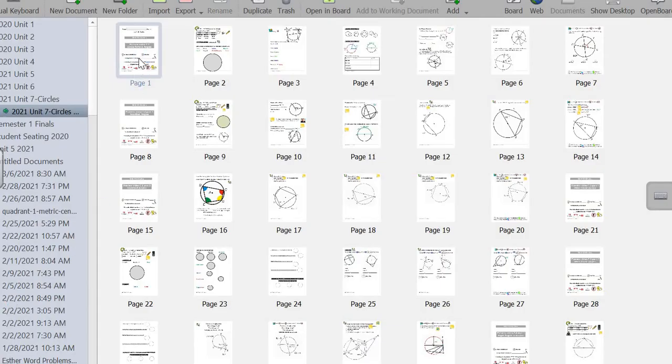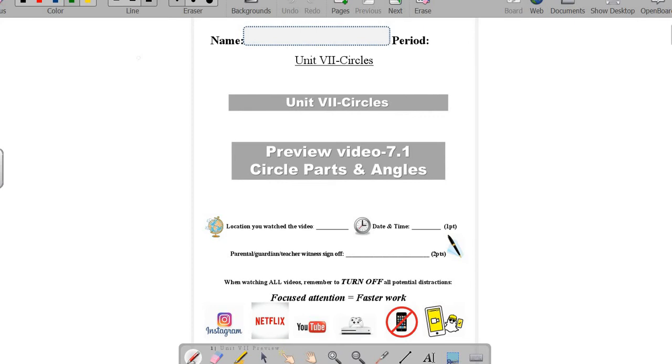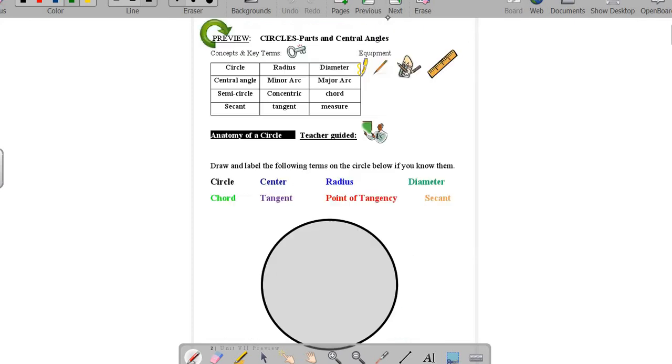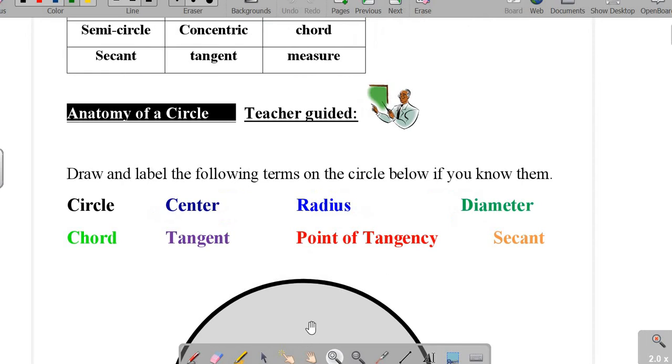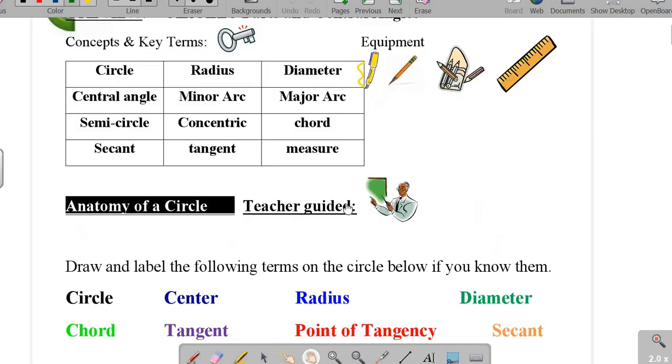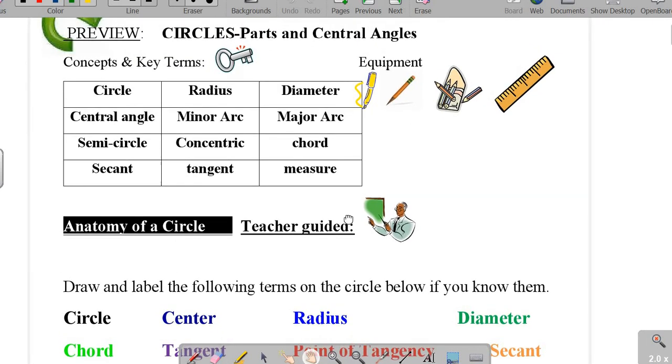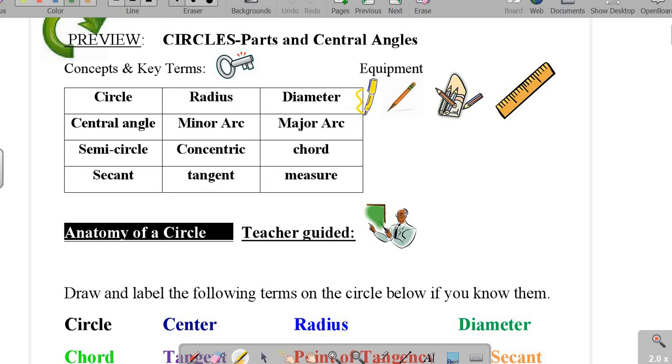Take a look at page 1 in your preview video notes. Make sure you get your date, time, and location. For the next month, we're going to be talking about circles. Circles are nearly a bottomless subject. There's lots of vocabulary associated with circles. I'd like you to take a moment and read each of these out loud.